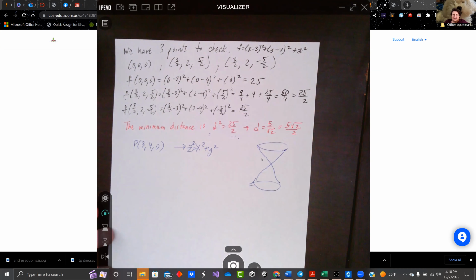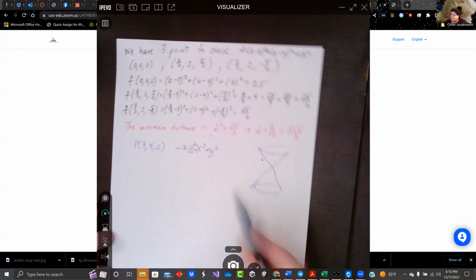I'm going to leave it like that. I don't need to plug it into a calculator. Don't rely so much on your calculators. Okay? It's kind of embarrassing. And so we have the minimum distance.